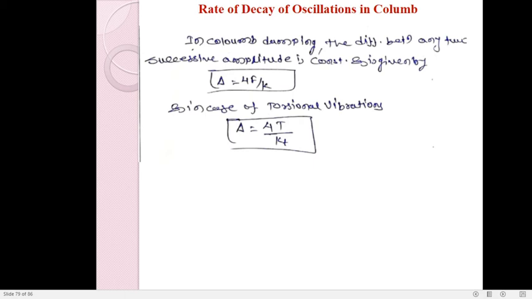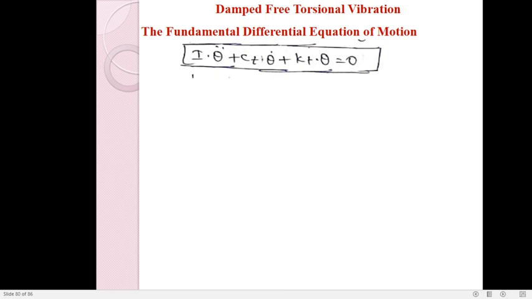So what are torsional vibrations? If torsional vibrations are there, and we have used damping, what are the various relations we have to use to solve the numericals or problems, how can they be written, and what is the difference between them? Let us discuss that. The fundamental differential equation of motion for torsional vibration can be written as I into theta double dot plus Ct into theta single dot plus Kt into theta is equal to 0. This is the fundamental differential equation of motion for damped free torsional vibrations.